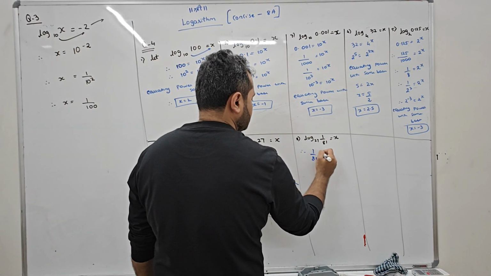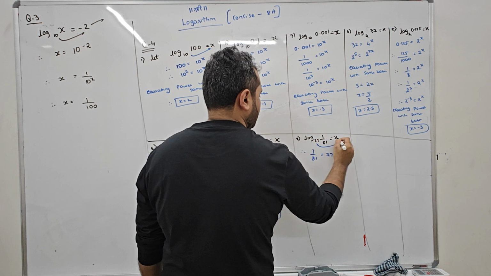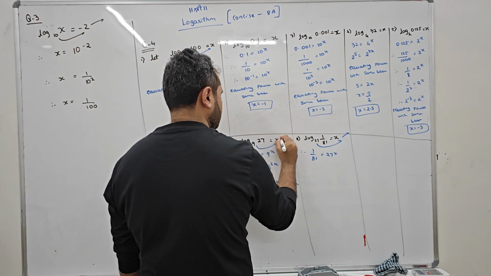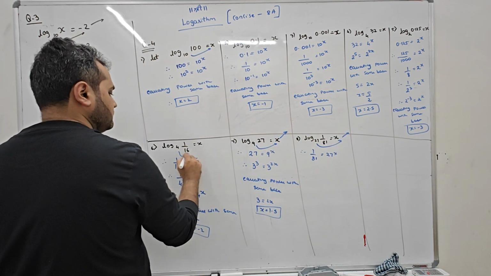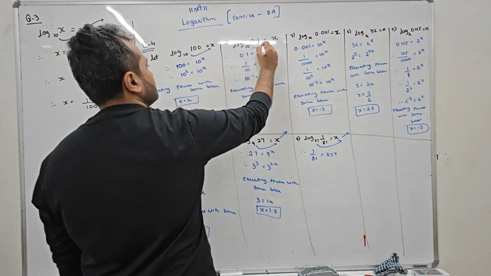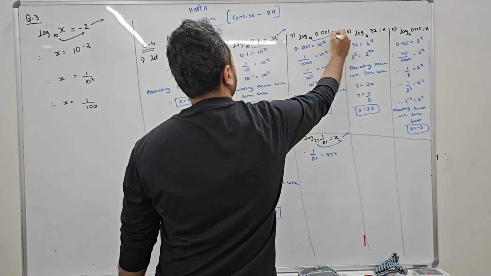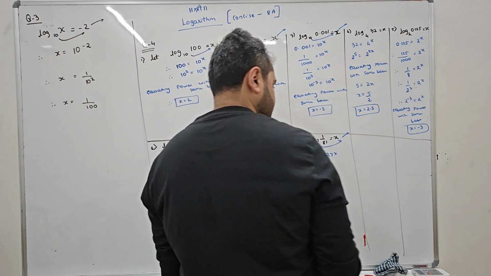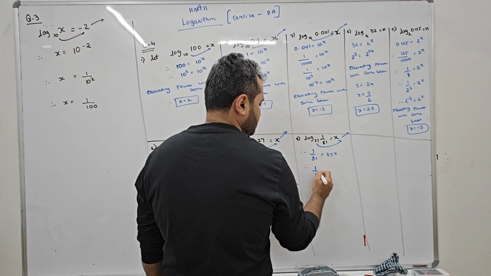1 by 81 is equals to 27 raised to x. Simple. ये एरो है बेटा. Perfect. Yeah? So 1 by 81 is 3 raised to 4.